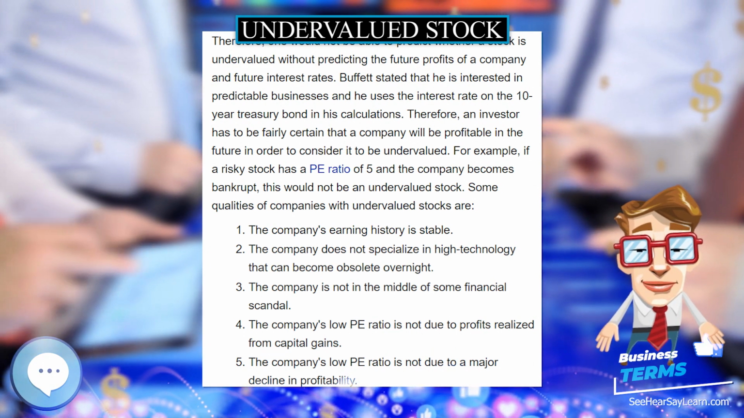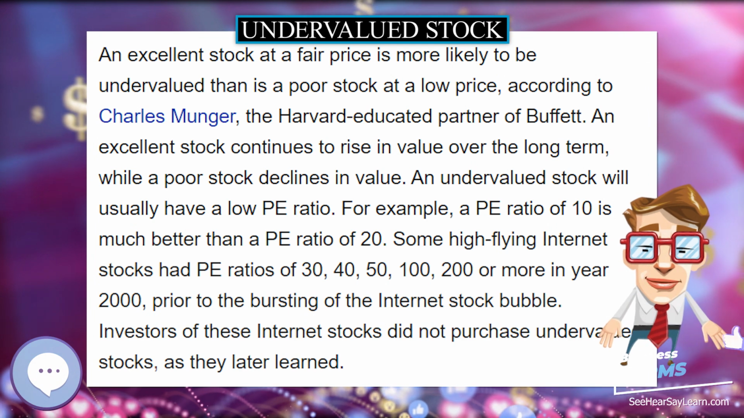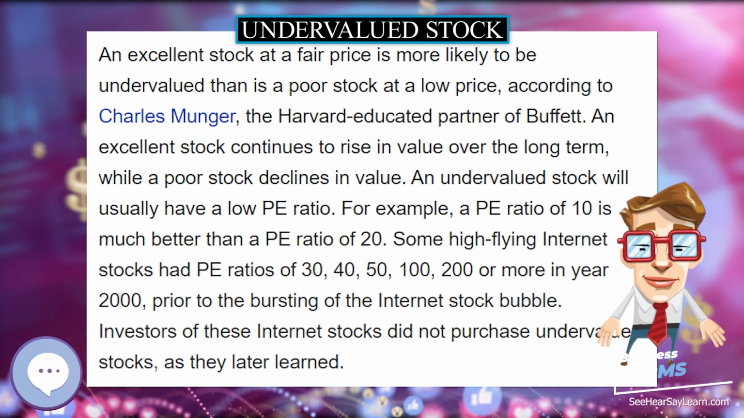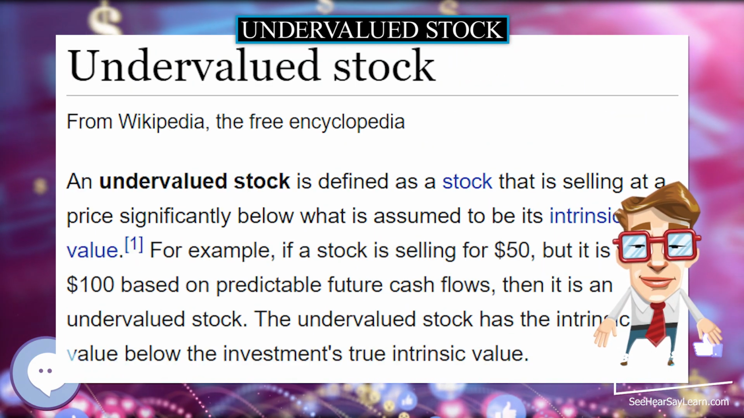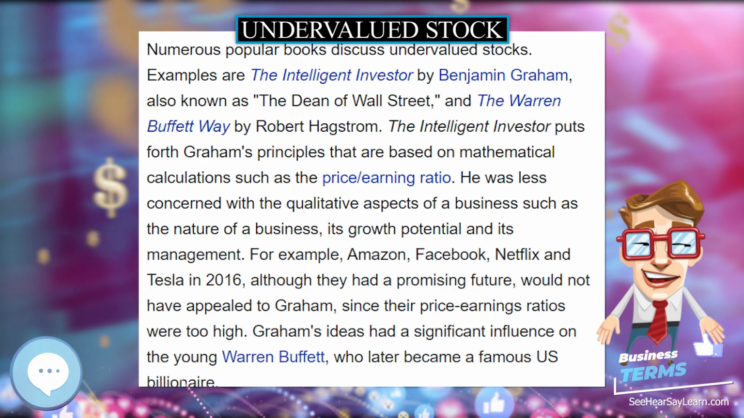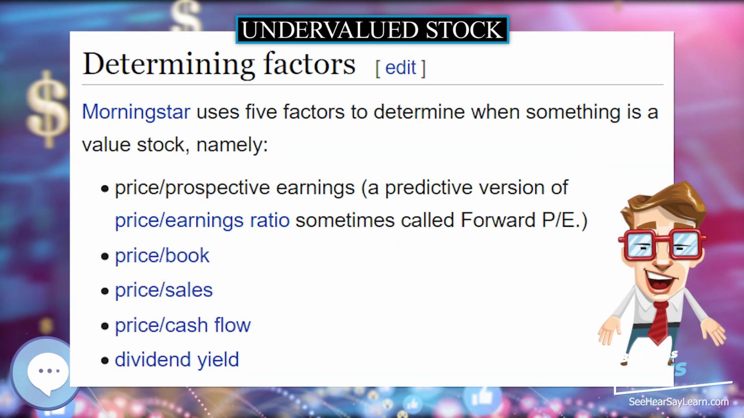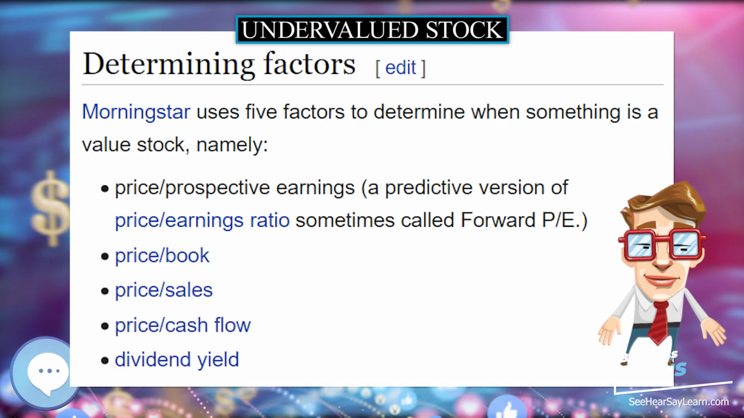For example, Amazon, Facebook, Netflix and Tesla in 2016, although they had a promising future, would not have appealed to Graham, since their price-earnings ratios were too high. Graham's ideas had a significant influence on the young Warren Buffett, who later became a famous US billionaire.